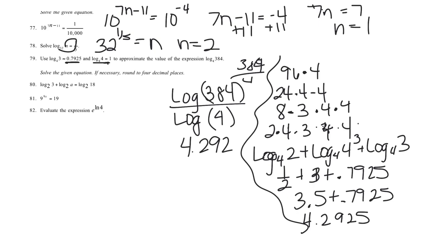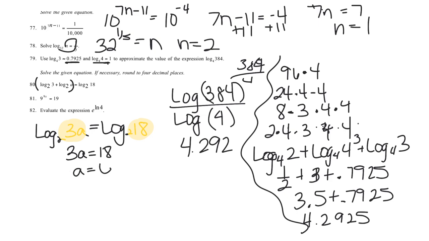Number 80 says the log base 2 of 3 plus the log base 2 of a equals log base 2 of 18. Our product property says those can come together as the log base 2 of 3a equals the log base 2 of 18. And now our one-to-one property says that 3a has to equal 18 because my logs are the same. So 3a equals 18 and a equals 6. That one's nice and easy. Number 81.